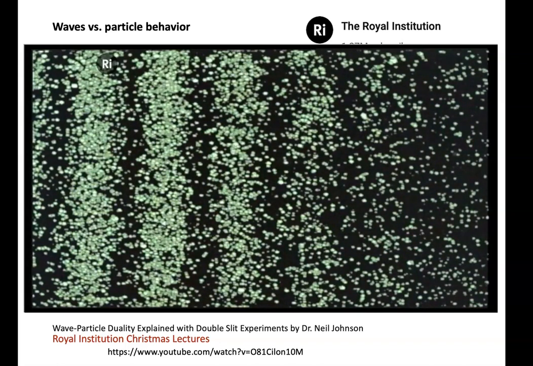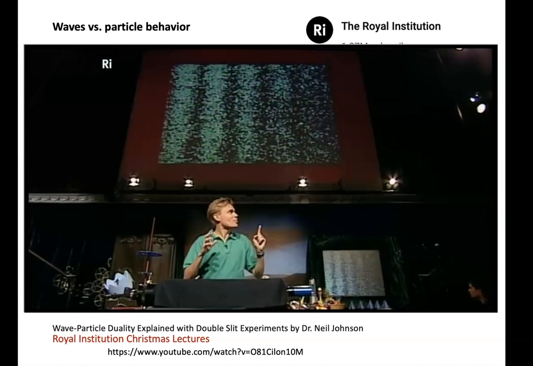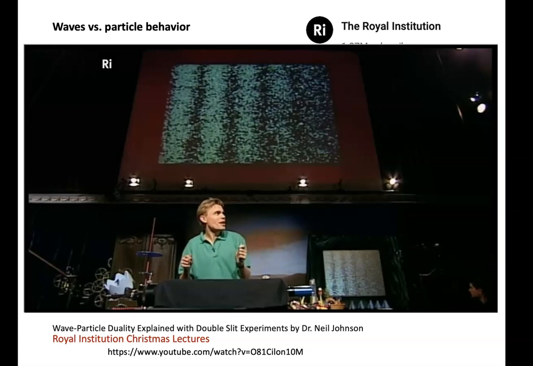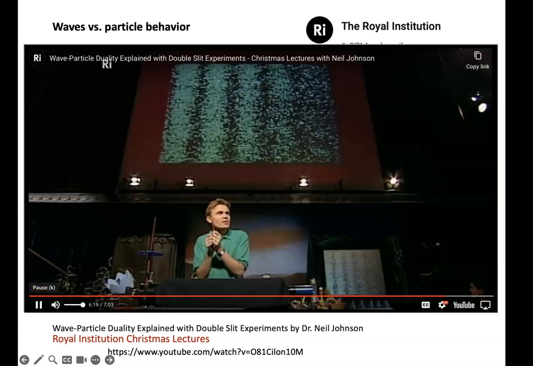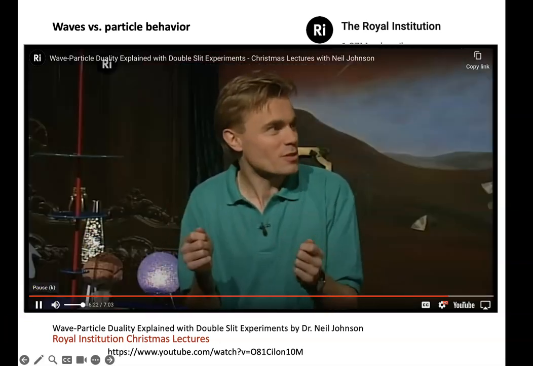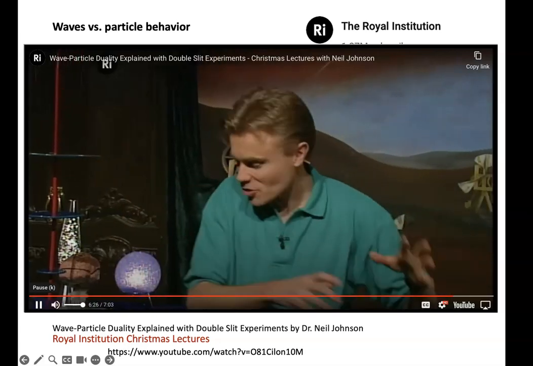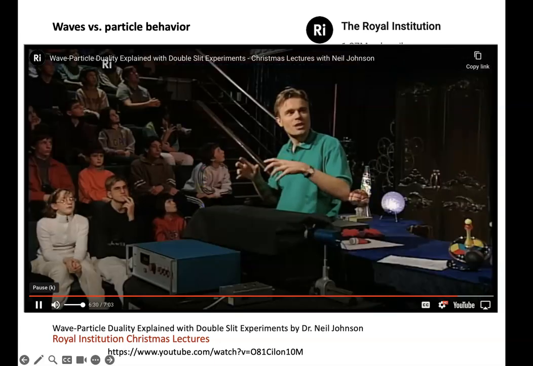The pattern you see is the pattern that waves make. But the light arrives in blips, in packets, as small particles, which physicists call photons. So this is incredible, because the light's traveling, making a pattern as though it were going through two slits.